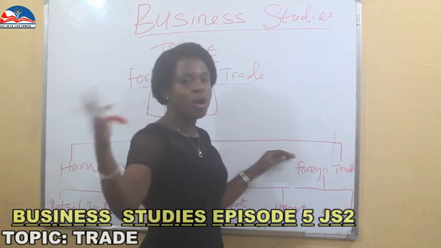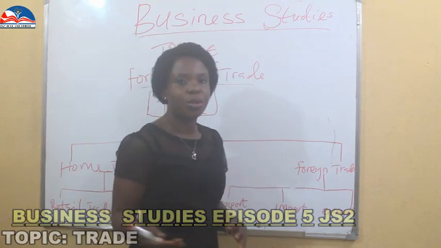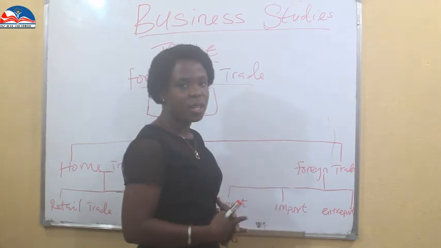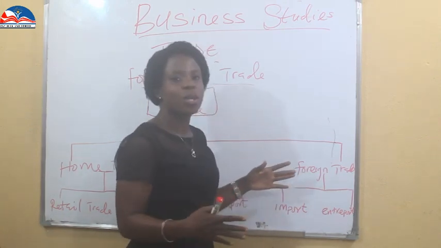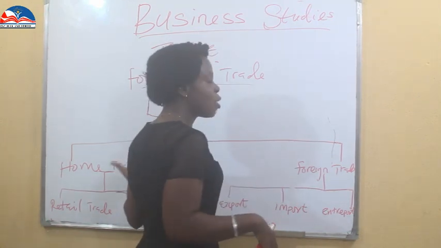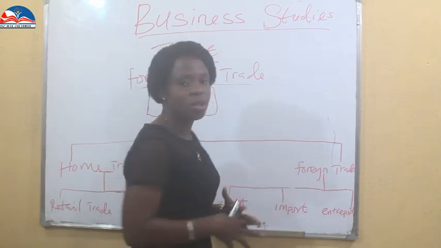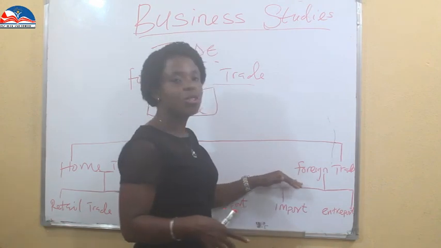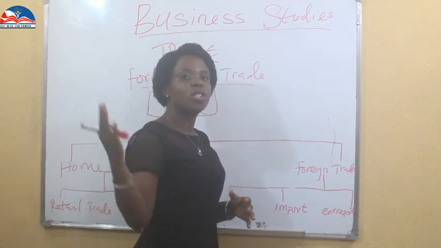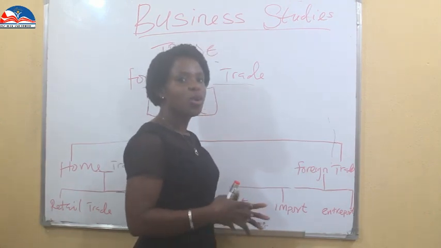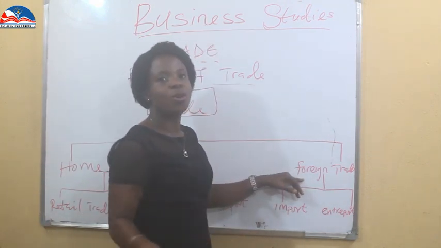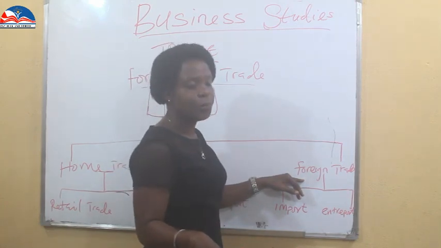Then foreign trade is a trade carried out between 2 or more countries. For example, trade between Nigeria and China, trade between Nigeria, China, and USA. So it involves more than one country, and it will not be internal. Home trade can be referred to as internal trade because it's done internally. But foreign trade is done between two or more countries. Goods coming in from China to Nigeria, goods going out from Nigeria to China, they are referred to as foreign because they are not done within the vicinity of Nigeria.